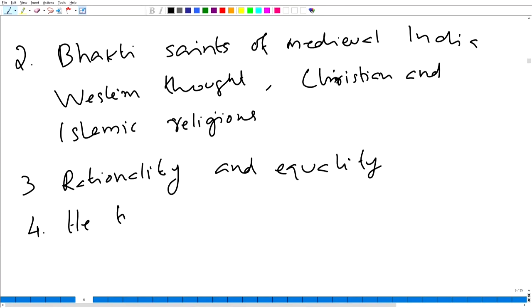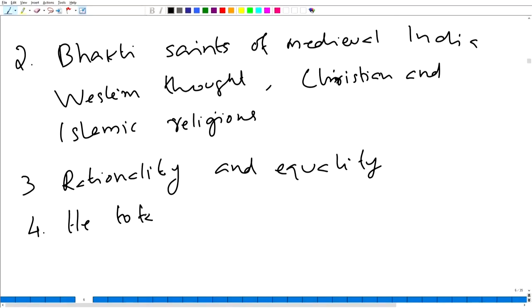What was his finding of the study? Based on the study of this Vedic, Buddhist, Tirthankara's work or Bhakti saints' work or the Western thought, based on the study of these works, Jyotirao Phule came with the idea of total rejection of the caste system.